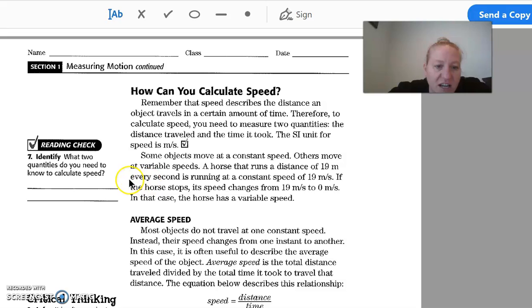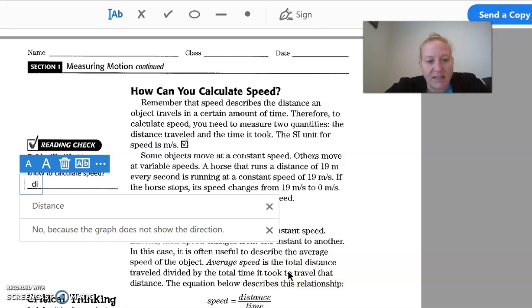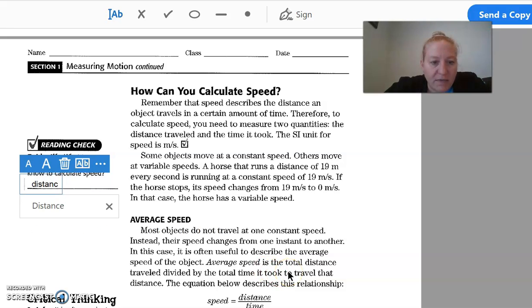Okay, here's our reading check. What two quantities do you need to know to calculate speed? We need to know the distance traveled and time. Okay.